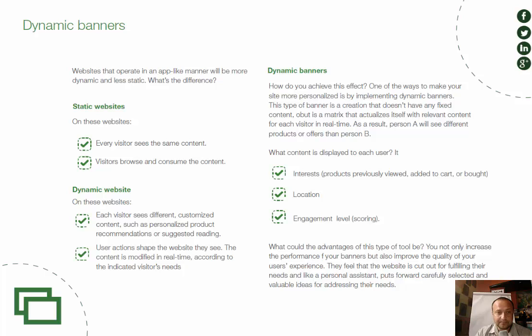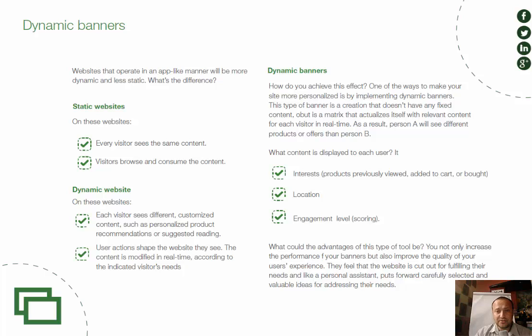What's the difference? With static websites, every visitor sees the same content and visitors browse and consume the content. In dynamic websites, each visitor sees different customized content such as personalized product recommendations or suggested reading. User actions shape the website they see. The content is modified in real time according to the indicated visitor's needs.